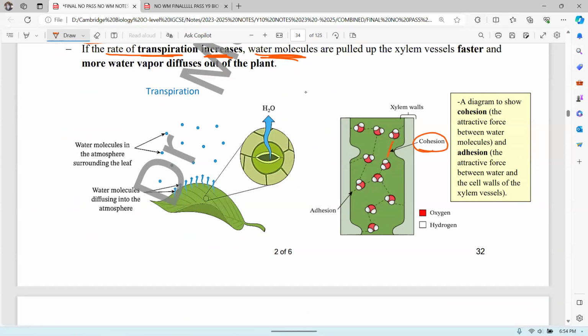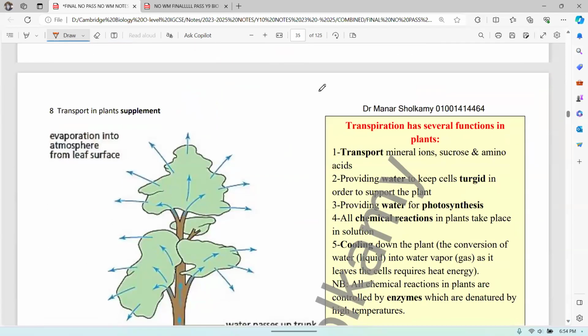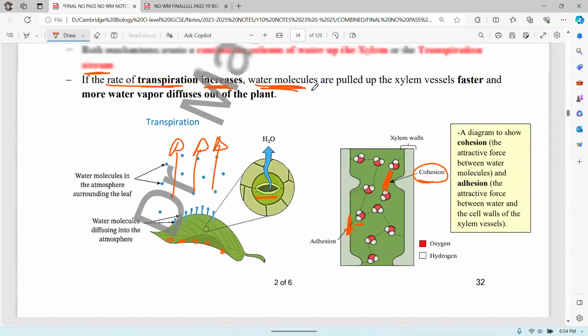Cohesion are the forces of attraction between similar water molecules, and adhesion is the force of attraction between the water and the walls of the xylem. And this is transpiration here, evaporation of the water vapor from the stomata. Stomata is either found on the underside of the leaf or on both sides, depending on the type of the leaf. Any questions in what we said?